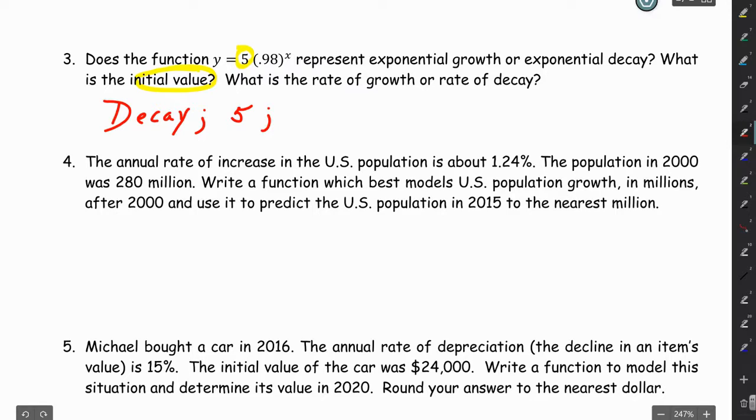And what is the rate of decay? So the equation that we would set up to help us solve this would be 1 minus r equals 0.98. So if we have decay, we are subtracting the rate from 1. And in this case, we end up with 0.98. So now we just need to solve for r.